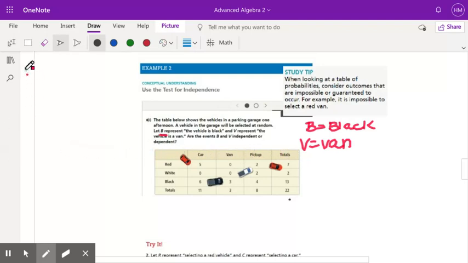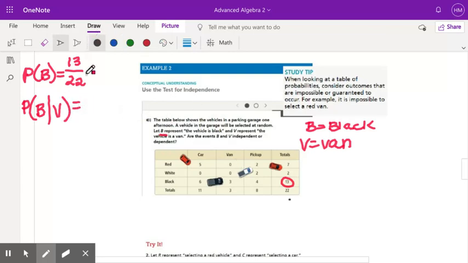So let's look at this. Probability that a vehicle is black. Let's see. In general, how many black vehicles are there? There are 13 black vehicles out of 22. Now, if I want to know if this is independent of the type of vehicle, then it would be independent if this probability is the exact same as the probability of having a black vehicle, given that I know that it's a van. So let's figure that out.